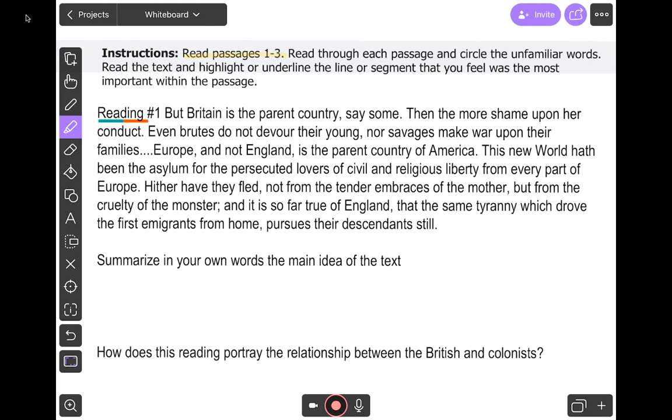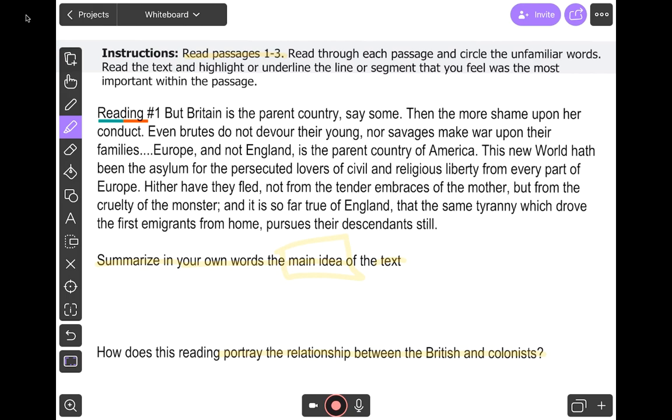Read the text and highlight or underline the line or segment that you feel was the most important within the passage. And we're going to the questions first, so we have a lens for our reading. The first question is: summarize in your own words the main idea of the text. So once again, we're trying to summarize the main message that Paine is making in this section. The secondary question is: how does this reading portray the relationship between the British and the colonists? So we're looking for the main message, and then the secondary aspect is how this portrays the relationship between the British and the colonists.